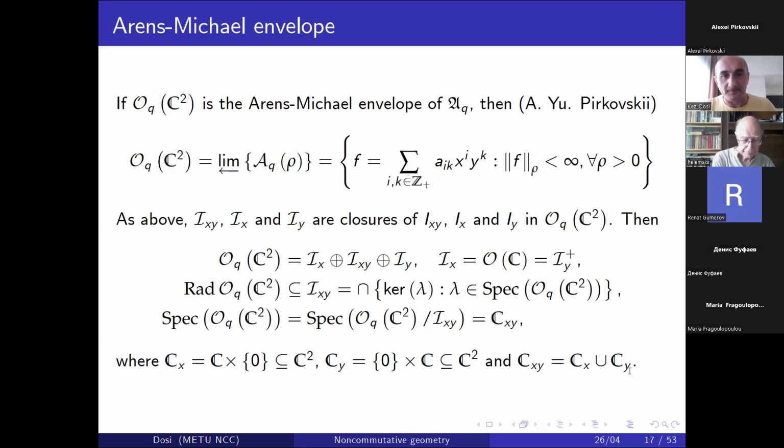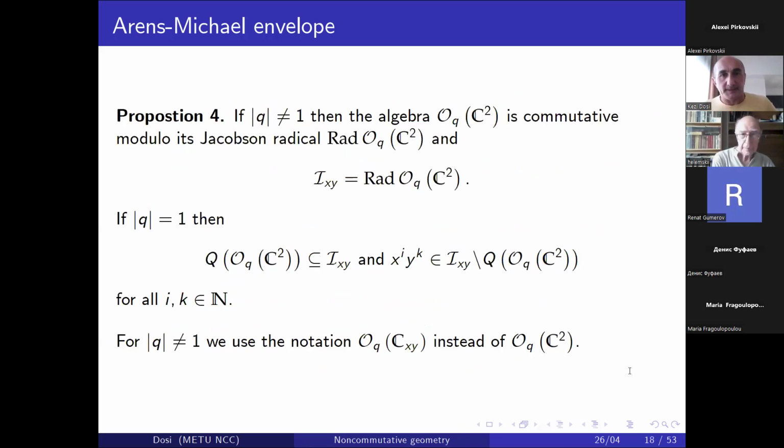What we got here: if Q is not 1, as I told you, the algebra is nice, commutative modulo the Jacobson radical. We have a full description of the radical. It's the ideal I_XY. But if Q is 1, there is nilpotence inside of this ideal, and none of these monomials are quasi-nilpotent. So for the case Q not equal to 1, I'm using this sort of notation, A_Q with C_XY. Now C_XY is the space of all continuous characters, the spectrum, instead of this one.